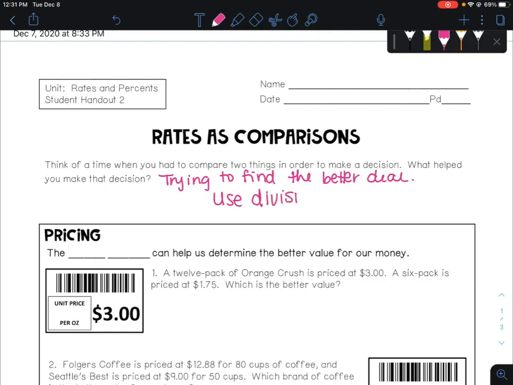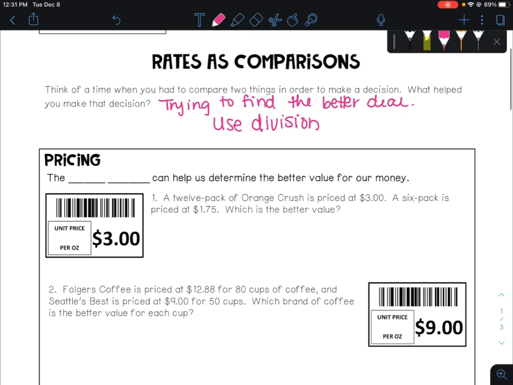So let's take a look at how we might do that down below in our first example. If you're looking at pricing, this thing called the unit price can help us determine the better value for our money. A unit price is the unit rate when you have a rate that's dealing with prices. So a unit price is the amount or the cost for one item. That's what makes it a unit price.